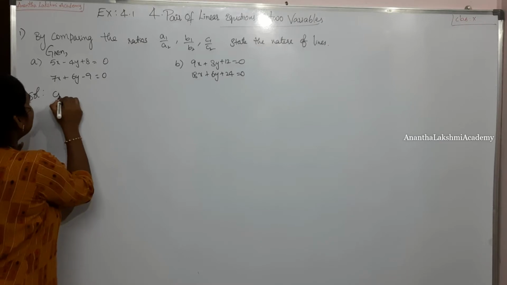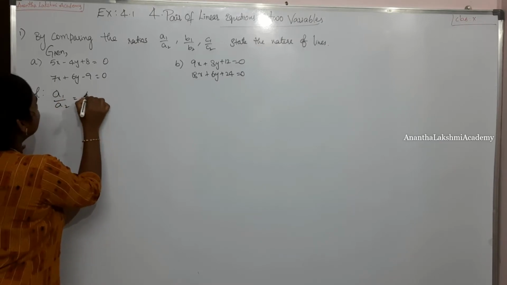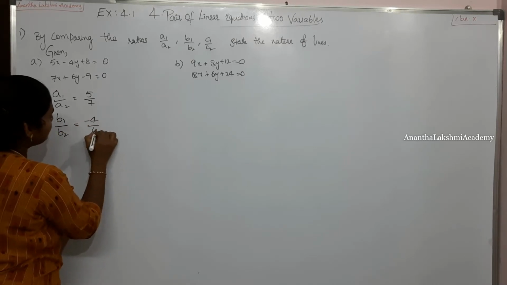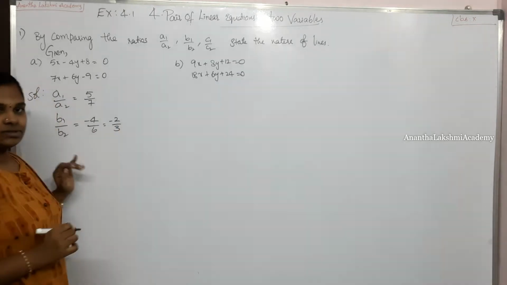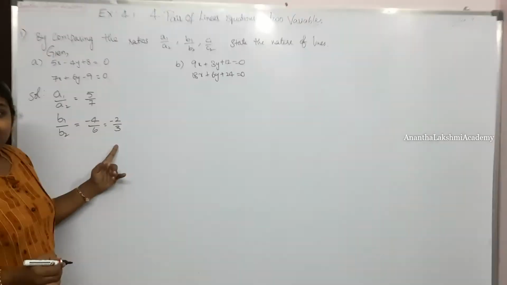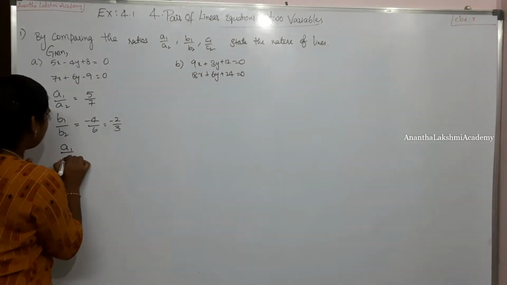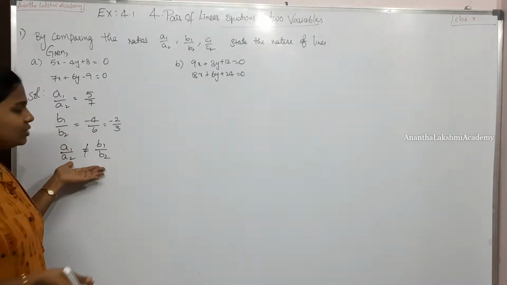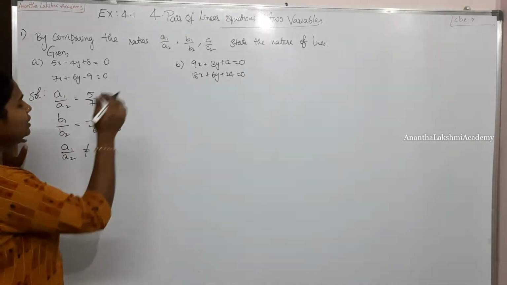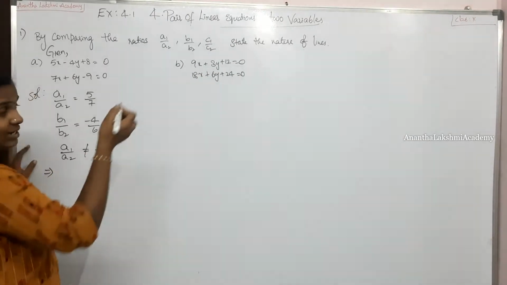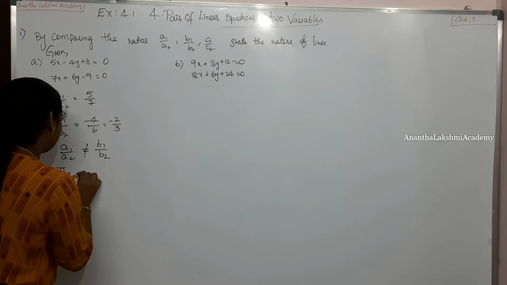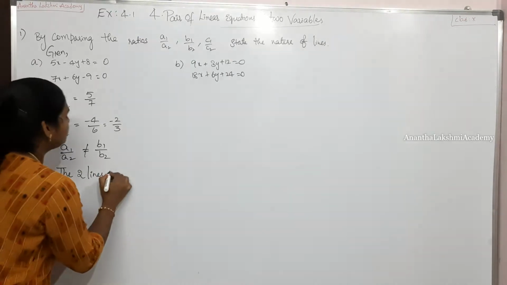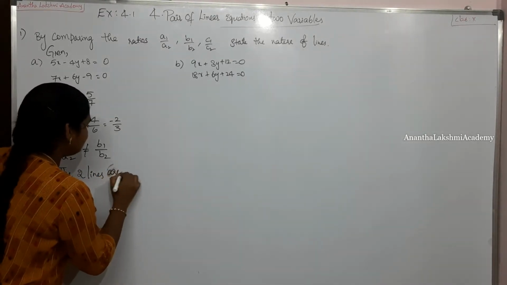From this, what is a1 by a2? It is equal to 5 by 7. What is b1 by b2? Minus 4 by 6, which is nothing but minus 2 by 3. Now, is a1 by a2 equal to b1 by b2? No, a1 by a2 is not equal to b1 by b2. Forget about c1 by c2. When these two things are not equal, what is the nature of the lines? As I told you in the earlier video, when these two ratios are not equal, the two lines are intersecting.